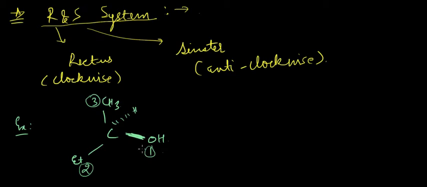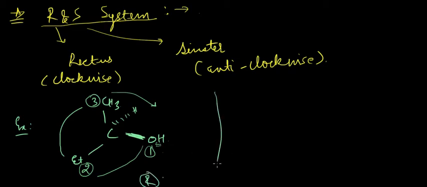So from first to second we can draw a circle like this, from second to third the circle goes like this and completes on the fourth. Okay, so this is a clockwise circle formation, or from source we reach the destination with a clockwise movement. So this is an R configuration, and on the other side, if we were to draw the mirror image of this compound, it was something like this, non-superimposable on the previous one.